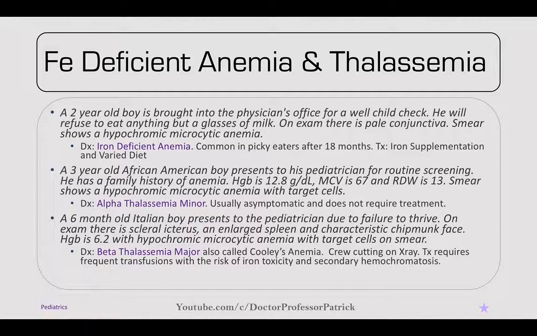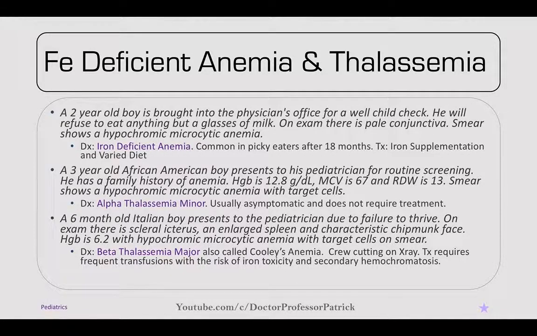diet. Next, there's a 3-year-old African-American boy presenting to his pediatrician for routine screening. He has a family history of anemia. Hemoglobin is 12.8, MCV is 67, and RDW is 13. The smear shows a hypochromic microcytic anemia and target cells. This is diagnostic for alpha thalassemia minor. It's usually asymptomatic and it doesn't require treatment unless there's symptoms.